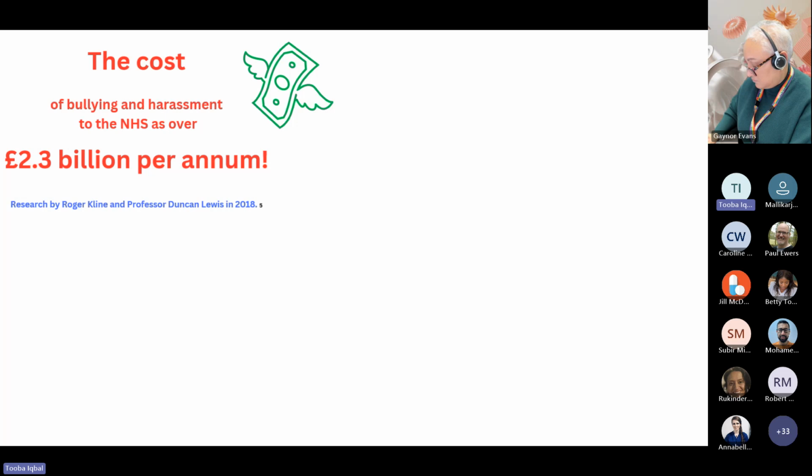Now let's look at the actual cost in terms of money. How does it affect the NHS? So this was a 2018 study, and it basically said roughly 2.3 billion pounds are lost in a year because of incidents of incivility, harassment, bullying, and that's a huge number.